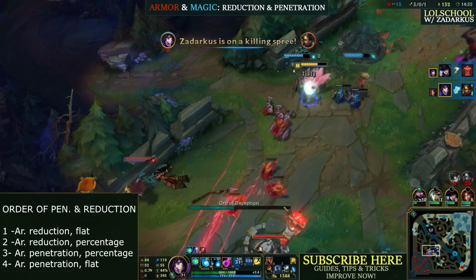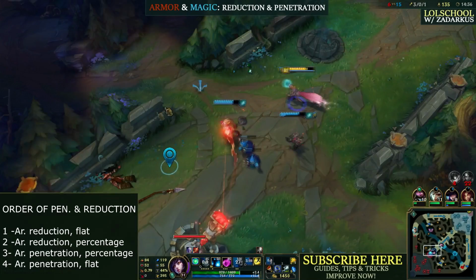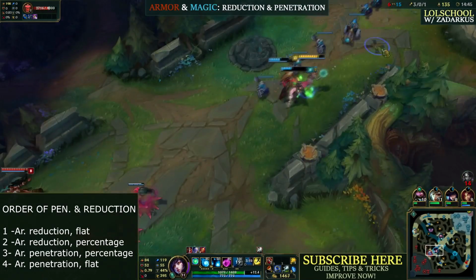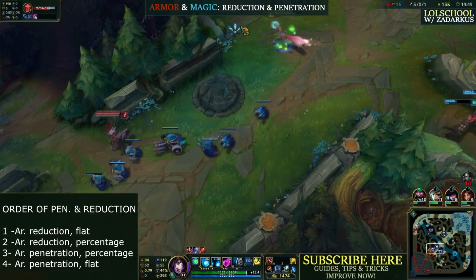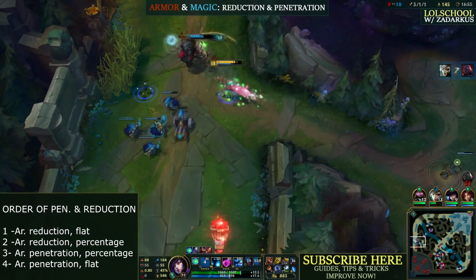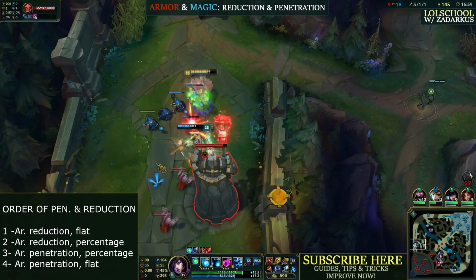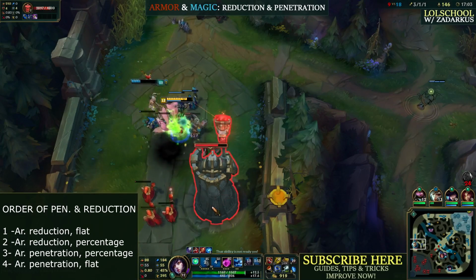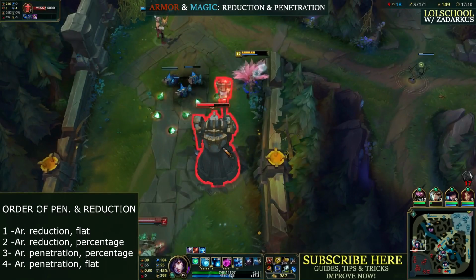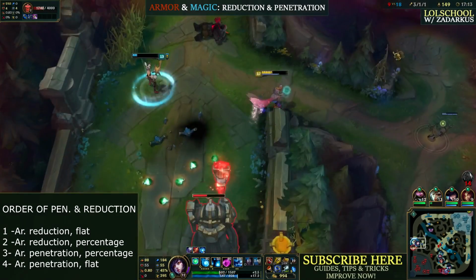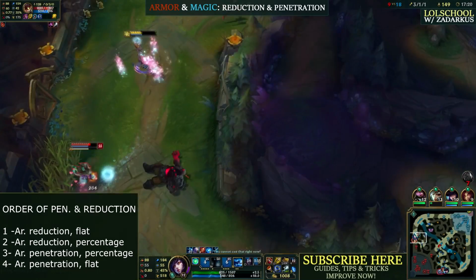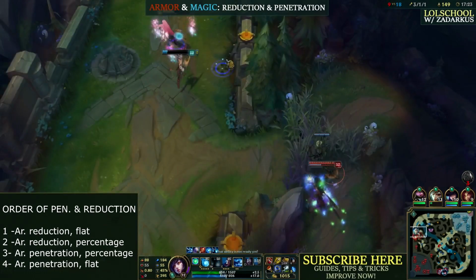First, armor reduction that is flat. After it, armor reduction that is in percentage. Then we have the armor penetration that comes in percentage, and in the end the armor penetration that comes flat. Meaning that if you have all of these on your champion, first you would reduce the armor of the enemy by a flat number, after it by a percentage, and then your percentage armor penetration would come in the calculation, ending with a subtraction of the flat armor penetration.